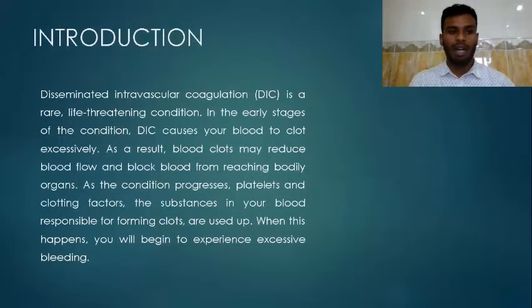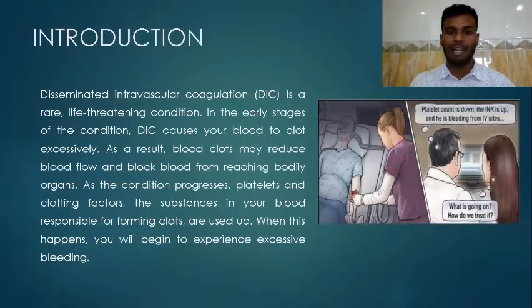So, what is disseminated intravascular coagulation? Also known as DIC, it is a rare life-threatening condition. In the early stages of the condition, DIC causes your blood to clot excessively. As a result, blood clots may reduce blood flow and block blood from reaching bodily organs. As the condition progresses, platelets and clotting factors, the substances in your blood responsible for forming the clots, are used up. When this happens, you will begin to experience excessive bleeding.